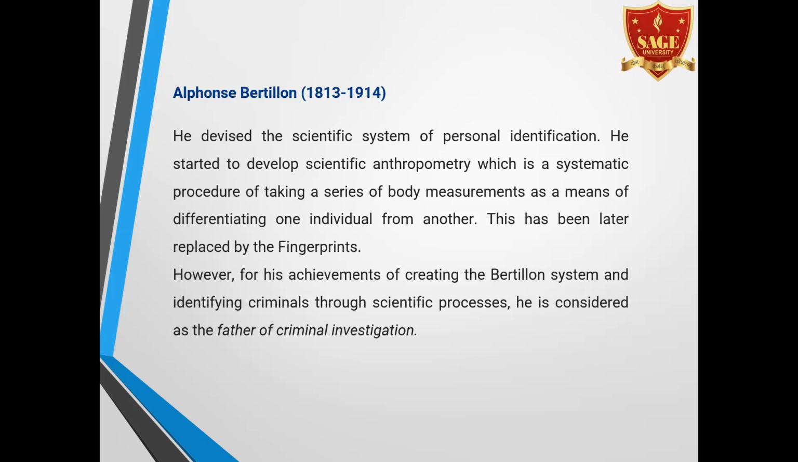After Matthew Orfila, Alphonse Bertillon developed the system of identification of any individual. He started scientific methods which come under anthropometry, a procedure of body measurements. How can you differentiate one individual from another? There are some body measurements, and on the basis of these, you can establish the identity of any person. This is called the Bertillon system. Through this scientific process, you can identify any criminal on the basis of personal identification, make data, and establish individuality.